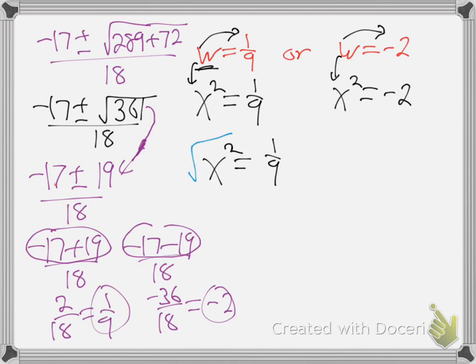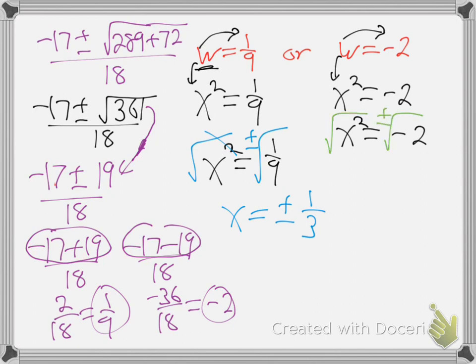You put the roof on the house, up and down the ladder, rooting cancels squaring. So X is plus or minus the square root of 1, which is 1, over the square root of 9, which is 3. There's two answers for X. And then we do the same thing over here. X squared is minus 2. Put the roof on the house, up and down the ladder.